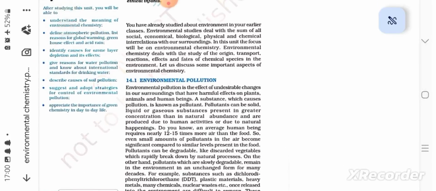You have already studied environmental chemistry in your earlier classes. Environmental studies deals with all the social, economic, biological, physical, and chemical interrelations with the surroundings. In this unit, the focus will be on environmental chemistry. Environmental chemistry deals with the study of origin, transport, reaction, effects, and fates of chemical species in the environment. Let us discuss some important aspects of environmental chemistry.